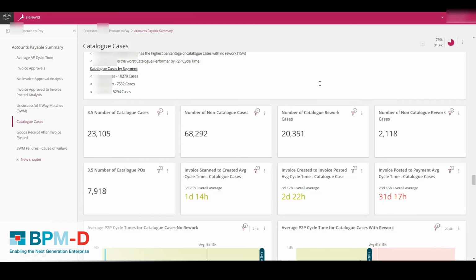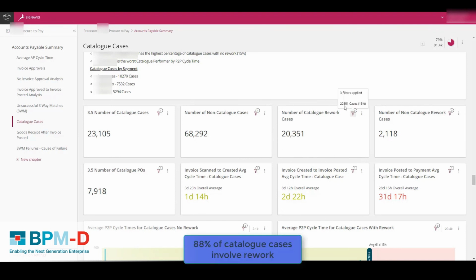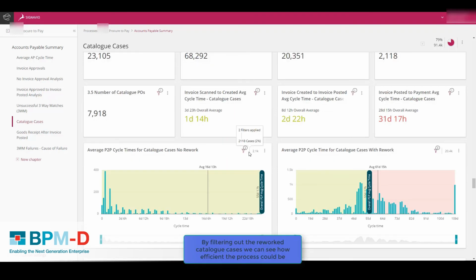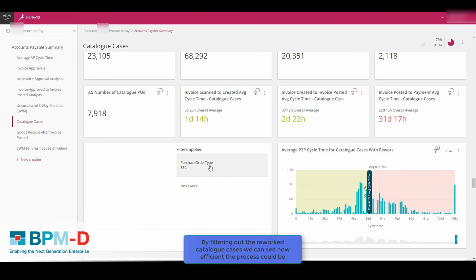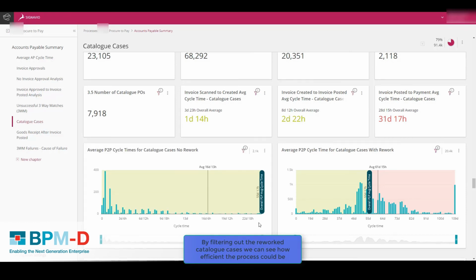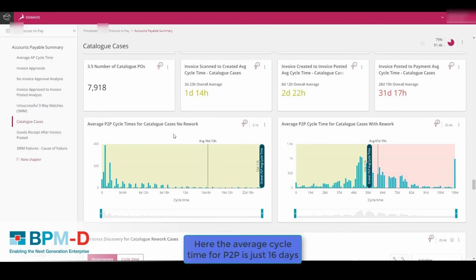The rework rate for the catalogue process is high at 88%. The backwards flows and task repetitions associated with this could be delaying the overall process, whilst also requiring more resources to manage. By filtering out the rework catalogue cases, we can see the art of the possible. Here, for catalogue cases with no rework, the overall P2P average cycle time is just 16 days and 13 hours.